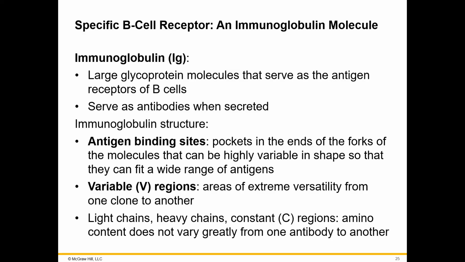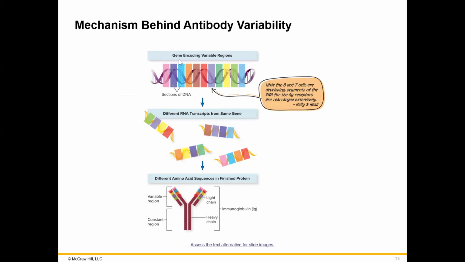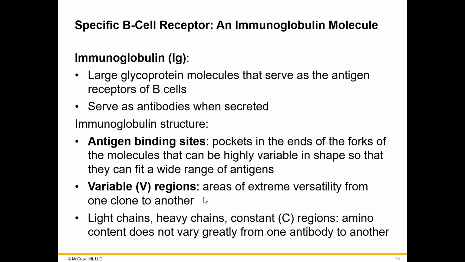This extreme versatility is due to variable regions in the antigen binding sites, where amino acid composition is highly varied from one clone of B lymphocytes to another as a result of the gene arrangements, which I just talked about. So those genes can be arranged, rearranged in various different forms. This is what I'm describing again. This is variable region, constant region. Here you have the longer one, the heavy chain, and the short one, the light chain.